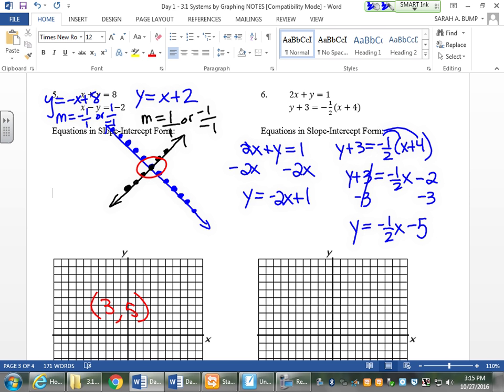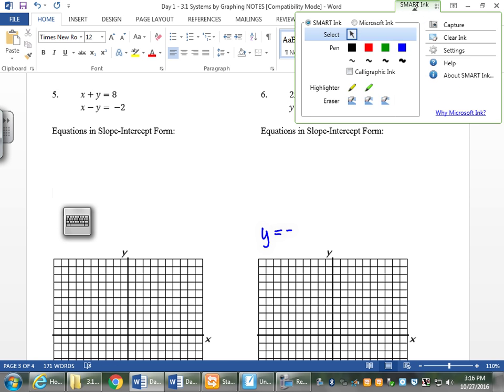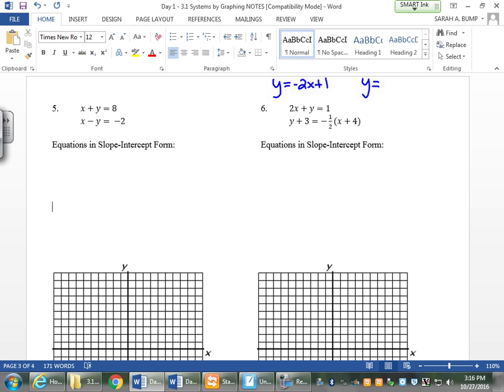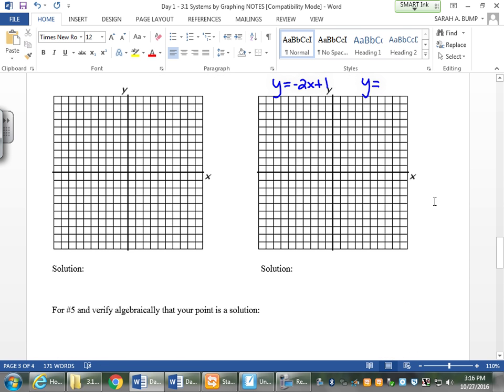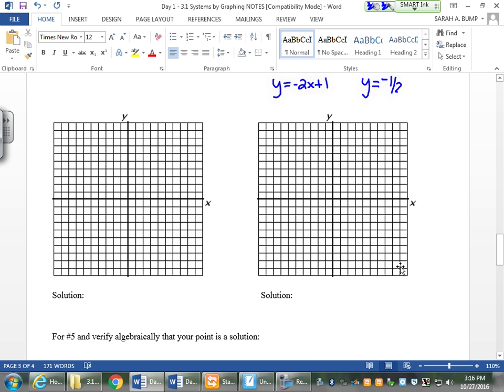We're then going to graph these two equations. So we have negative 2x plus 1 and negative 1/2 x minus 5. Hopefully I can remember that as I erase it. Y equals negative 2x plus 1, and y equals, was it negative 1/2 or positive 1/2? Negative 1/2 x minus 5. Hopefully that's what it was.